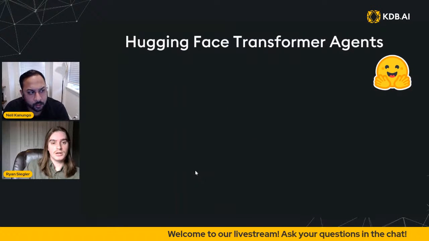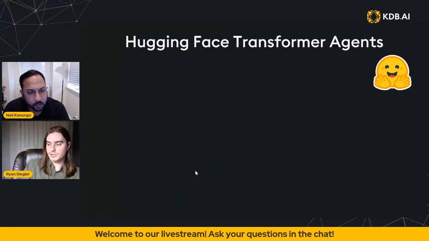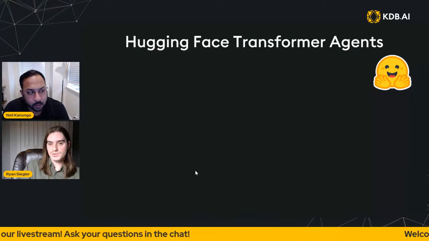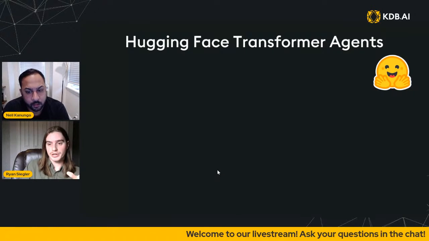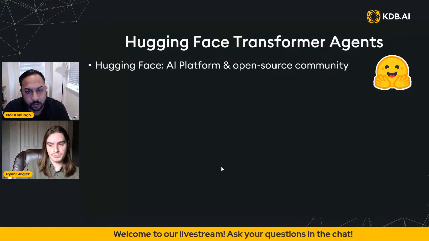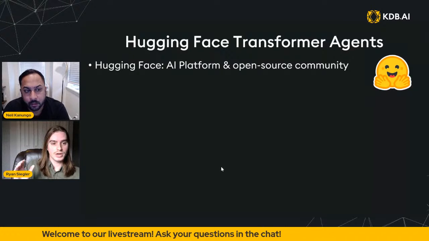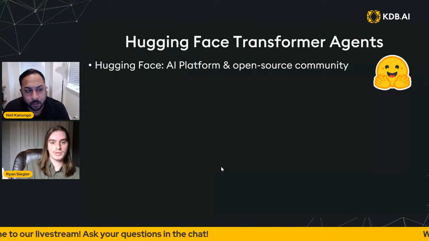All right, so let's transition a little bit to some different types of agents. And this one, I find this one particularly interesting, to be honest. So this one is called Hugging Face Transformer Agents. And just a bit of a high-level overview of Hugging Face, it's just an AI platform.